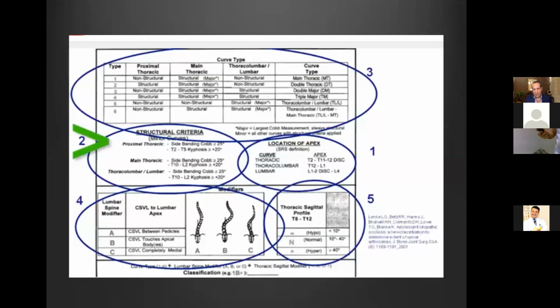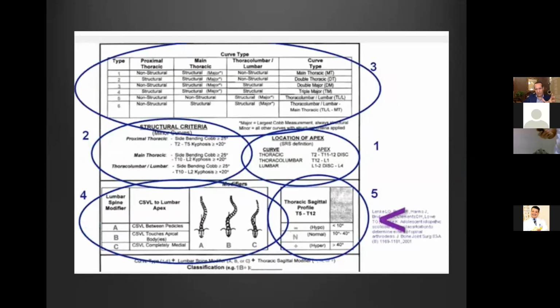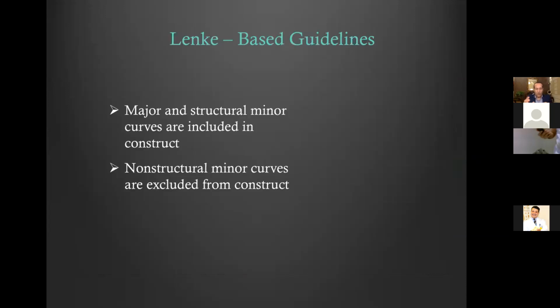And the thoracic sagittal profile is very simple. If T5 to T12 is less than 10 degrees, it is minus. If it is between 10 to 40 degrees, it is neutral. If it is above 40 degrees, it is positive. So I have explained the 5 sections of the Lenke classification, to then go to the selection of the curve, and to see over the patient what we are doing in the X-ray.